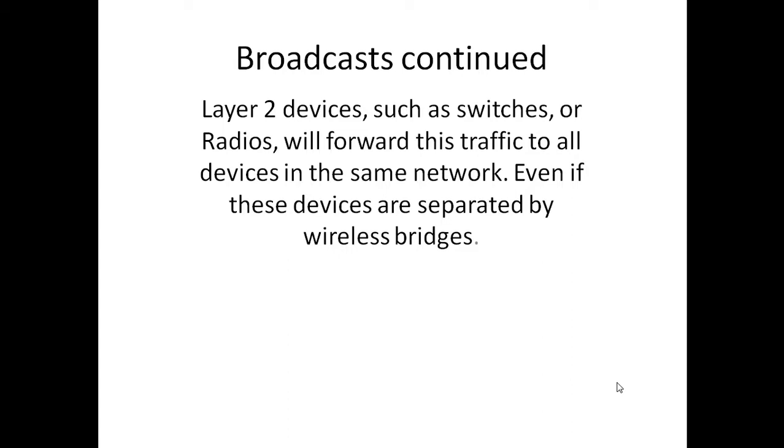Now, once this broadcast hits a router or a VLAN, it stops. It doesn't go any further than that. But the idea is that a layer 2 device like a switch will forward this broadcast because it needs to. It needs to find that gateway address. It needs to find the DHCP server, right? So this is why broadcasts are important, but also why they can be detrimental.